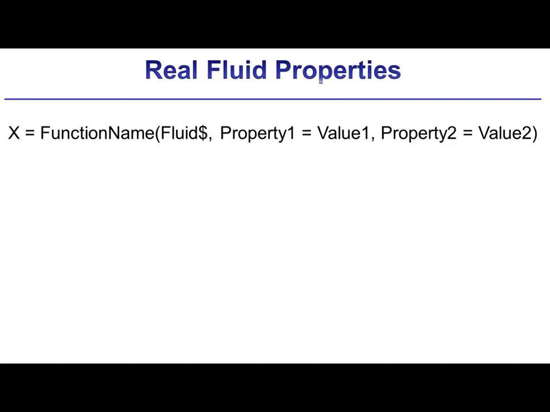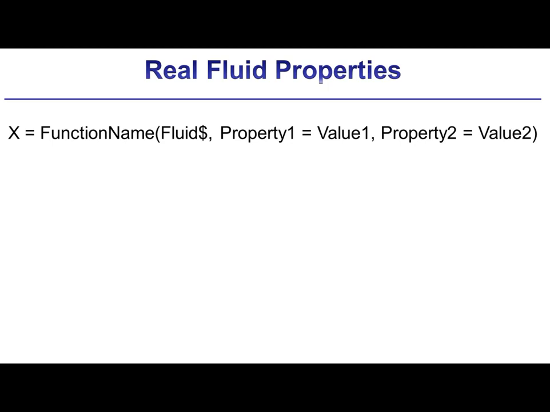The calling protocol for the typical property function then is shown here. Function name refers to the name of the property function that's being called, and the name of the function corresponds to the property that is being returned. So for example, enthalpy is a function that returns specific enthalpy. Volume is a function that returns specific volume, and so on. The first argument, fluid $, is a string that specifies the name of the fluid that's being considered.